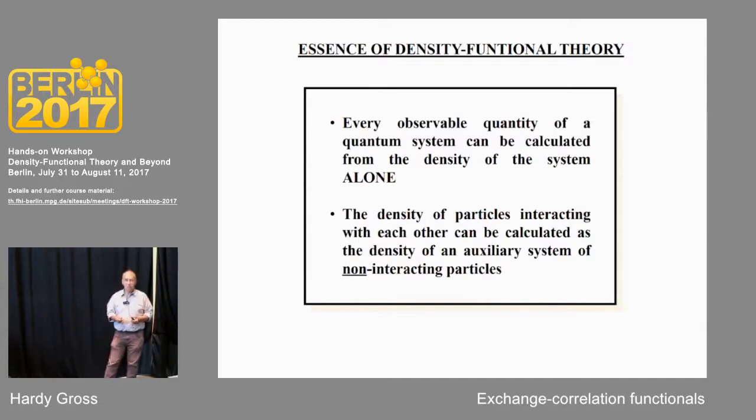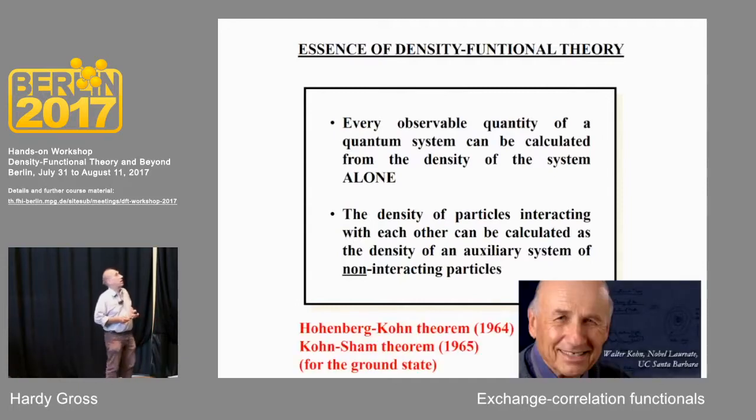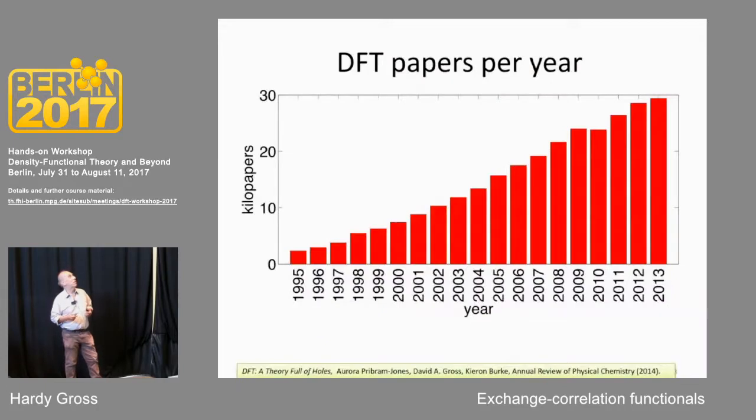So that's why we need the second theorem, the Kohn-Sham theorem, which tells you that we can actually calculate the density of the interacting system of interest from an auxiliary system where the particles do not interact with each other. They just interact with an effective external field, and that's then the Kohn-Sham potential. These statements are so important that Walter Kohn, as you know, received the Nobel Prize for it in 1998.